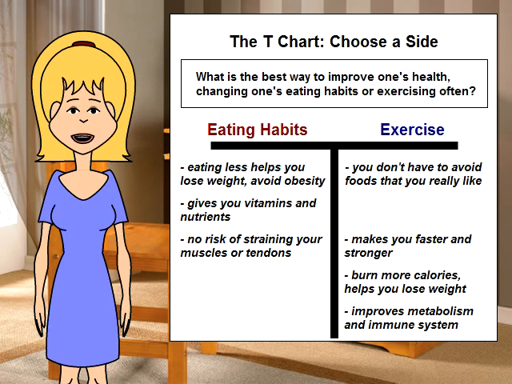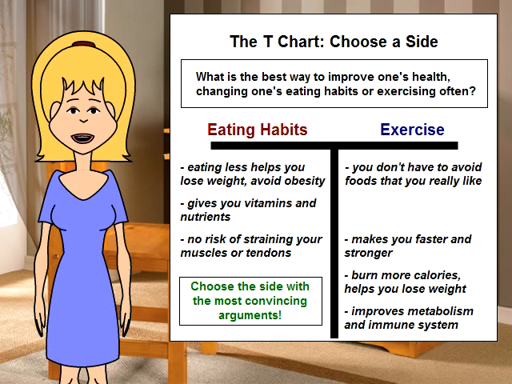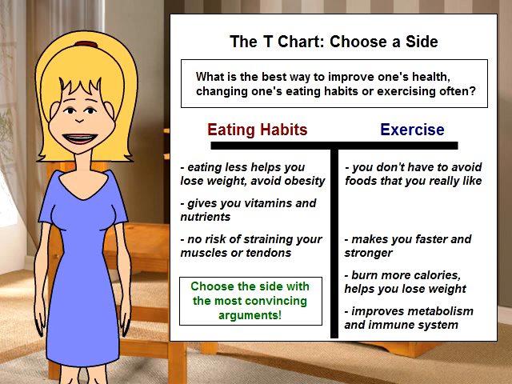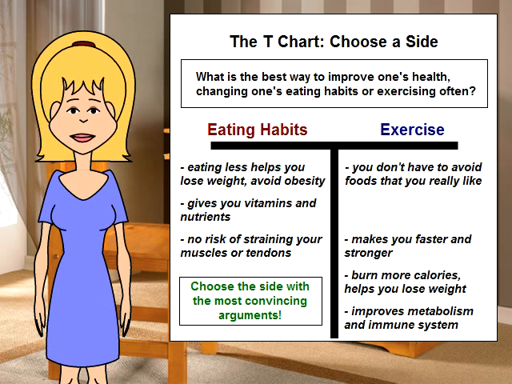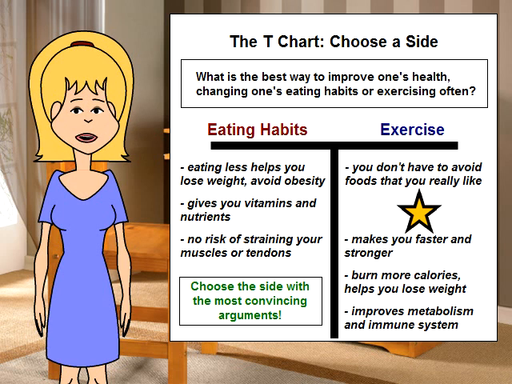The last step is to choose a side, if you haven't chosen a side already. It is usually a good idea to choose the side that has the most supporting arguments, or arguments that you have a lot of evidence for. In this case, we might choose the exercise side.